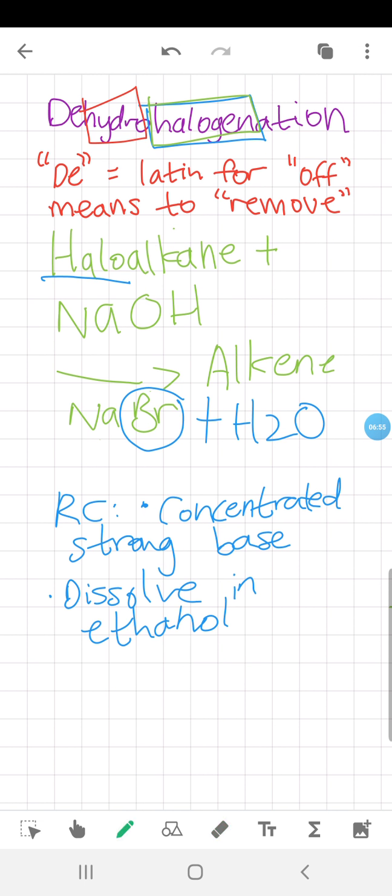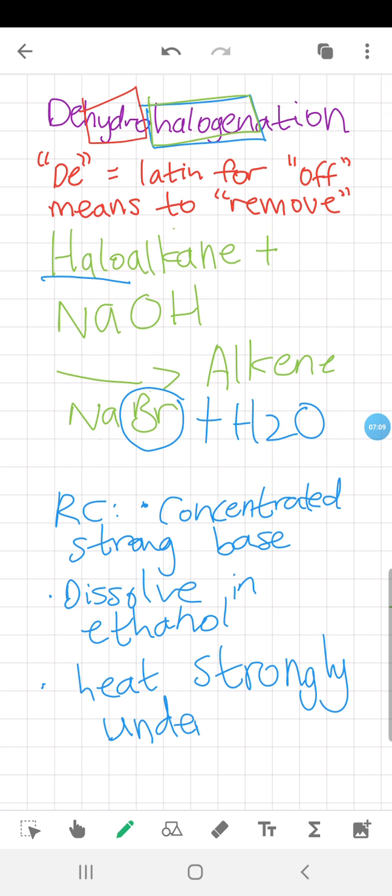and hydrogen. And your last reaction condition is that you need to heat strongly under reflux. So in all 3 of these reaction conditions, you are expressing the characteristics of someone strong enough to remove something. So just remember, it's heat strongly, dissolve in ethanol, which is an alcohol, and concentrated strong base.